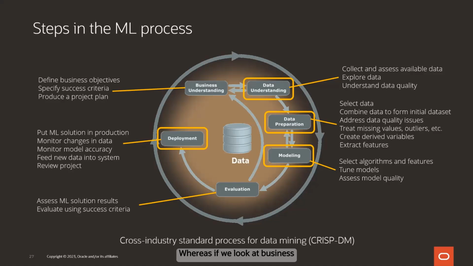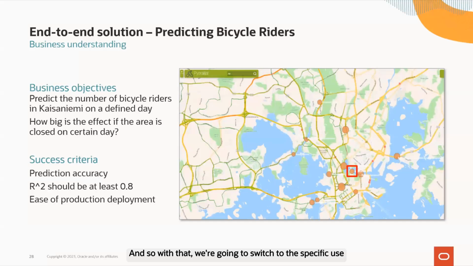Whereas if we look at business understanding and evaluation, those are inherently human activities. And so we need to have the experts, the domain experts, to look at that and evaluate what's going on, but we can have tools that support our users in doing data understanding, preparation, modeling, and deployment. And so with that, we're going to switch to the specific use case that Helly's going to take us through, end-to-end solution predicting bicycle riders.